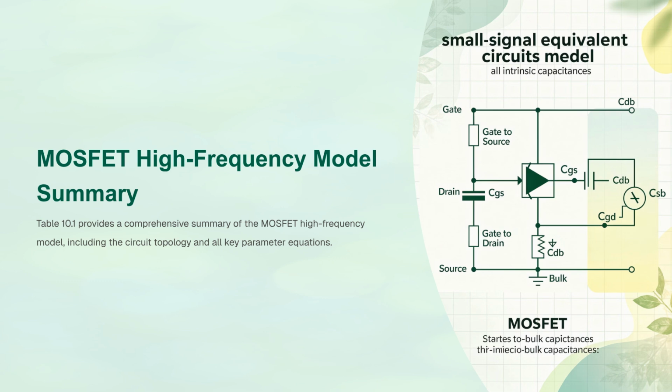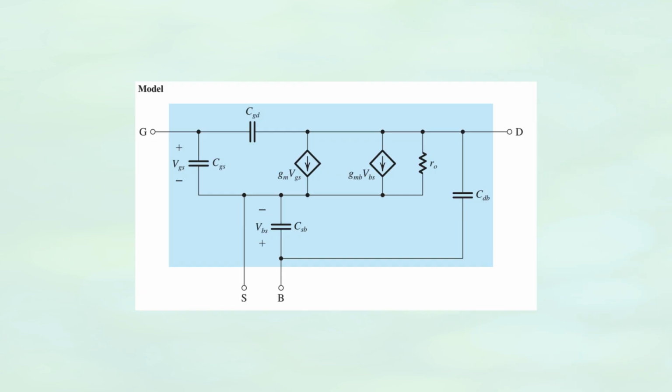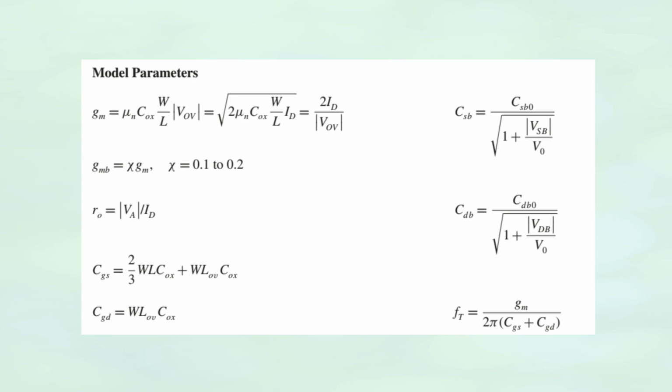Table 10.1 provides a comprehensive summary of the MOSFET high-frequency model. It details the circuit topology and includes all key parameter equations, offering a centralized reference for design and analysis. This slide is for reference and summarizes the high-frequency small-signal equivalent circuit of the MOSFET. This slide is for reference and shows the relationships between key parameters of the MOSFET high-frequency model.